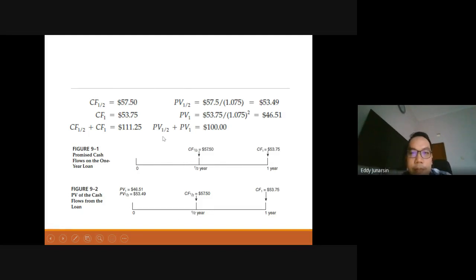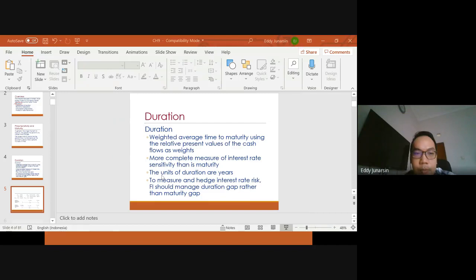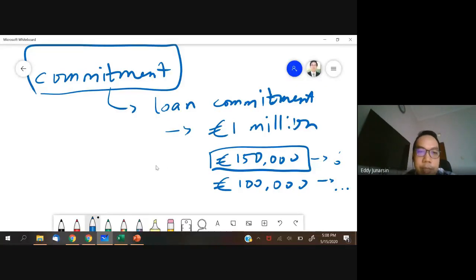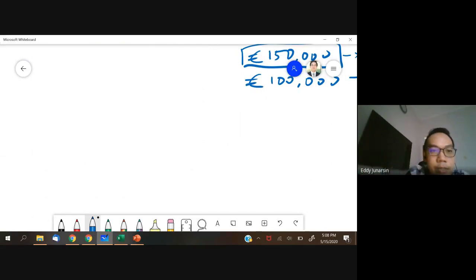Okay, so in this example, you lend out 100, and the principal will be paid in 1 year, but it will be paid twice, every 6 months, and the interest rate is 15% per year. So let me draw it here. This is just a simple example to describe the duration method.